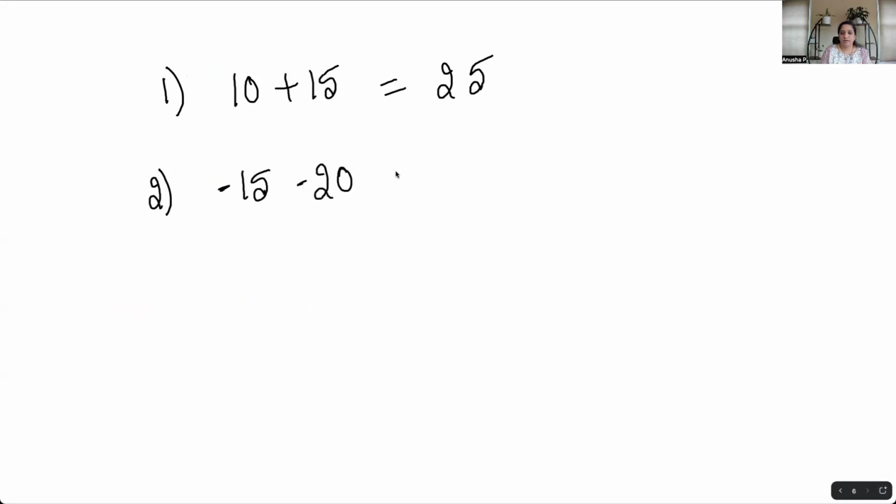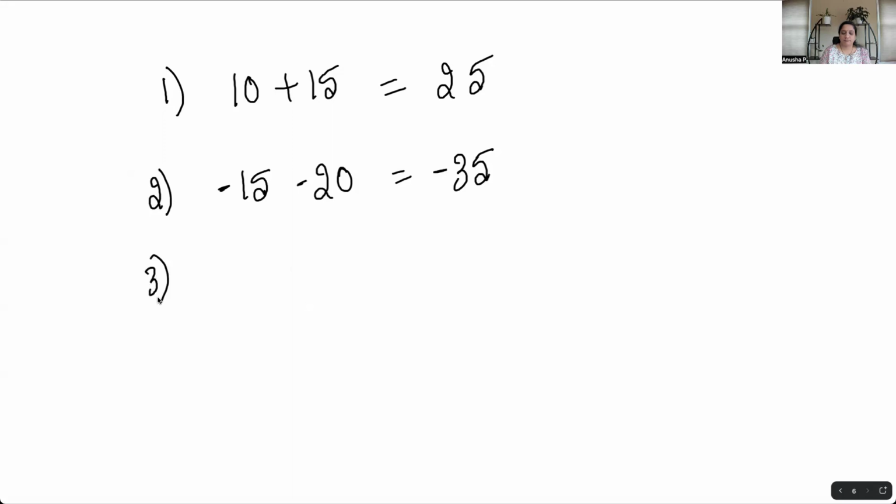So in this video, the first example is 10 plus 15. When both the numbers have the same sign, add the two numbers and keep the same sign. So you get +25. When both the numbers have a negative sign, just add the two numbers, which is 35, and keep the negative sign, or minus sign.